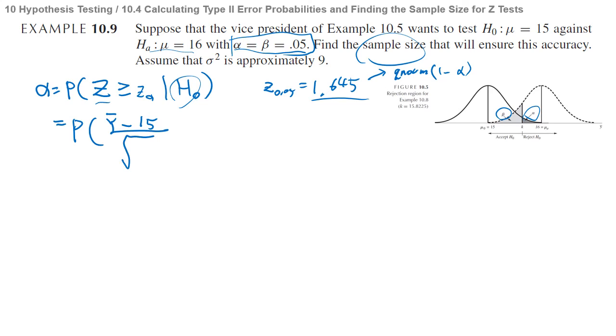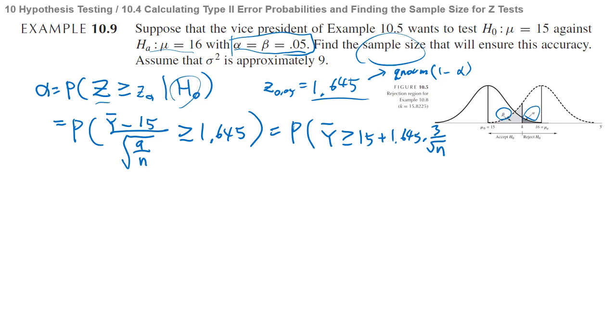Our z under the null hypothesis is y bar minus 15 divided by the square root of sigma squared, which is 9 over n, and this is greater than or equal to 1.645. This is the probability that y bar is greater than or equal to 15 plus 1.645 times 3 over square root of n. Okay, so this is our alpha.